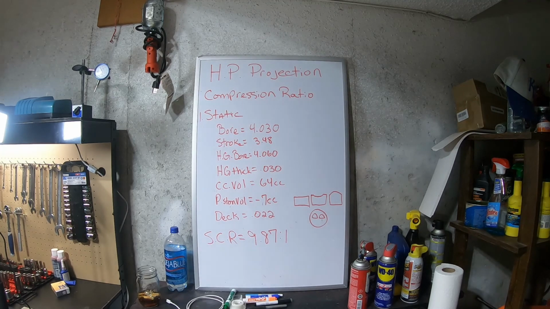These numbers all plugged in give me a static compression ratio of 9.87 to 1, which is kind of right where I wanted to be. I wanted somewhere between 9.5 and 10 since I'm not going to boost the motor and it's only a 2-bolt. I didn't want to go over 10 because then you got to start worrying about things like knock and detonation. You got to run higher octane fuel.